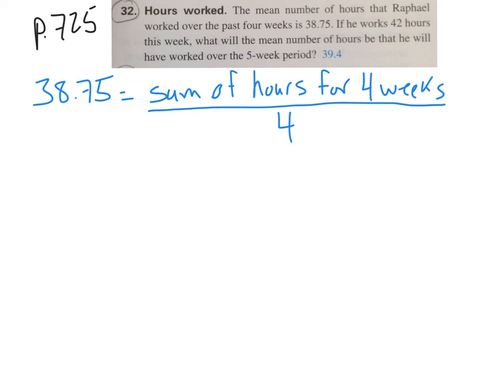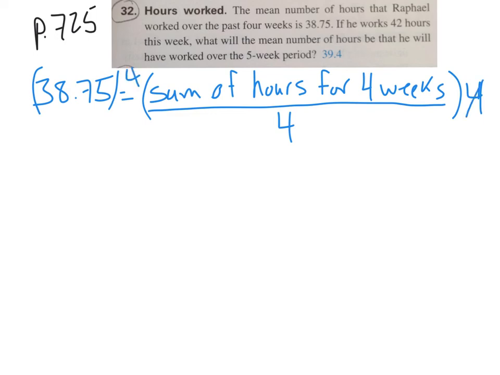So I've set up a picture of what we have from the beginning. They tell us that the mean, his average for 4 weeks, is 38.75. Well, how would you find an average for 4 weeks? Well, you would sum up all of the hours for 4 weeks, and then you would divide it by 4, right, the number of weeks. So we can use this equation here to solve for the sum of hours for the 4 weeks, right? So if you just multiply both sides by 4, for example, that's a 4, and this side as well.